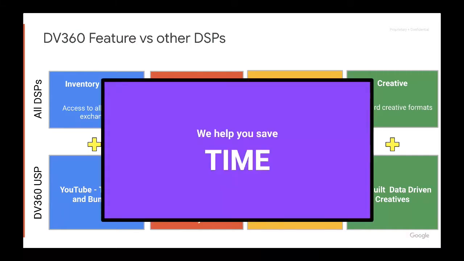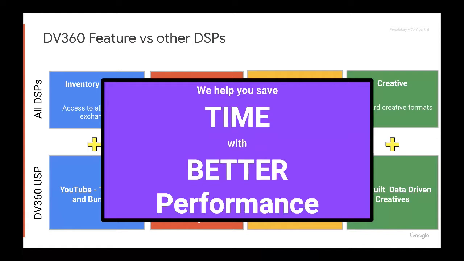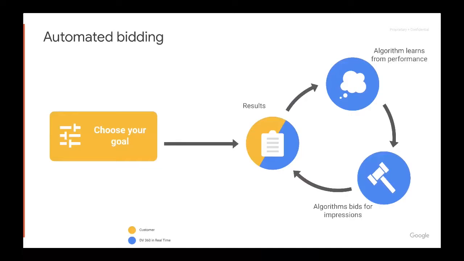And finally, in our DV360 platform, we also help you save time, and we help you save time with better performance. So how do we do that? We have automated bidding on our platform. You just need to choose your goal. For example, I need to optimize towards CPC, or I need to optimize towards CPA. You just need to choose your goal.